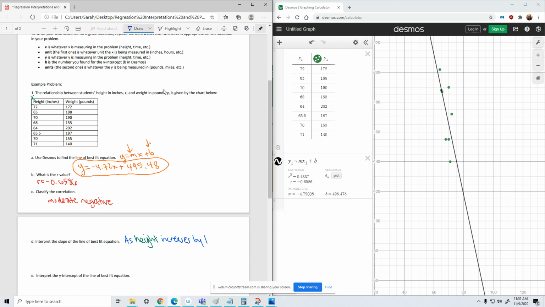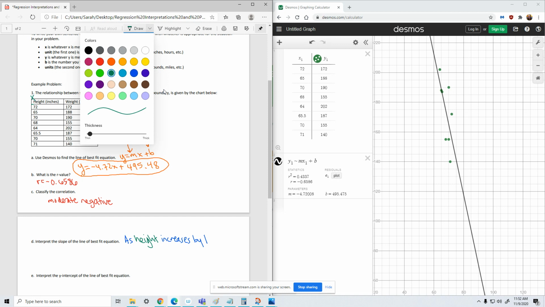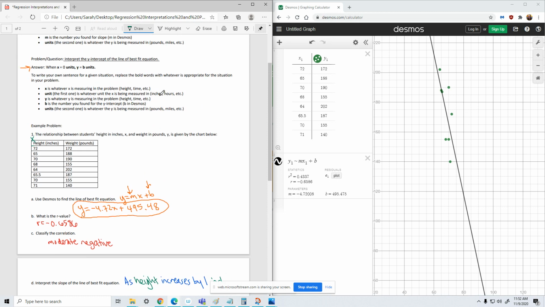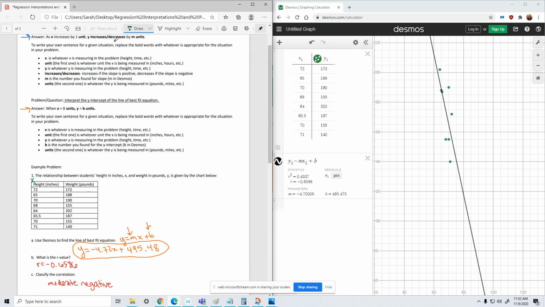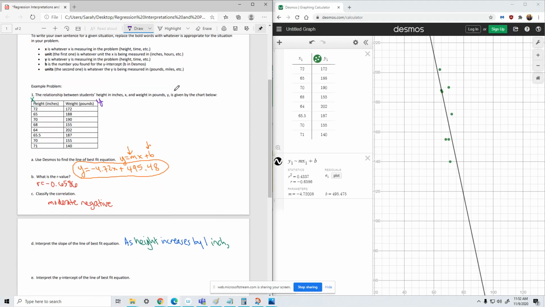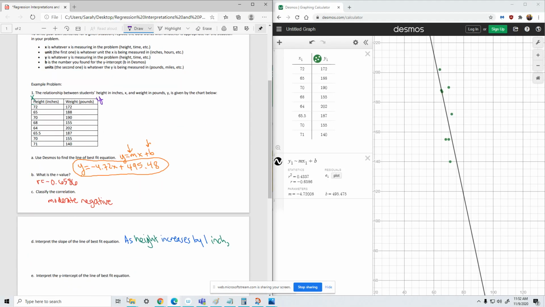And then we talk about what is our x unit. Our x, height, is being measured in inches. So as height increases by 1 inch, what's the next thing we say? Y increases or decreases. So in this problem, y is measuring weight in pounds. So we're going to say, instead of y, weight.